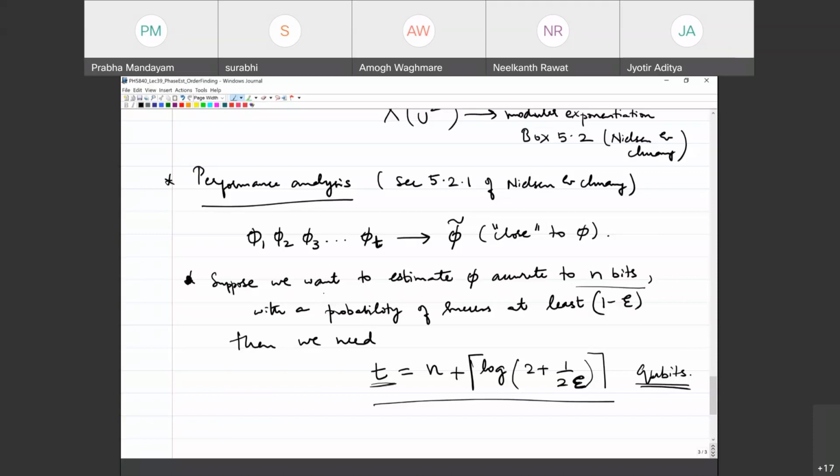I'm not going to prove this statement. It requires some amount of analysis, which will probably take up the rest of this class. But instead of doing that, I would rather move on to showing you how this eventually leads to factoring. Okay. So any questions?